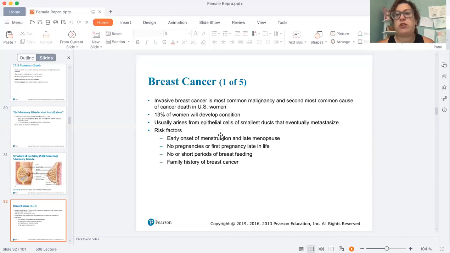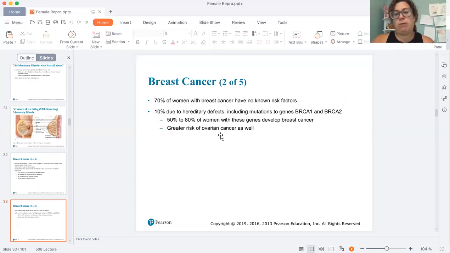Some people might have heard of the genes BRCA1 and BRCA2, which are associated with breast cancer. No breastfeeding or short periods of breastfeeding could sometimes put someone more at risk. If there are no pregnancies, or the first pregnancy is late in life, they say it's a risk factor. And getting your period really early, or stopping menses really late, is also considered a risk factor.